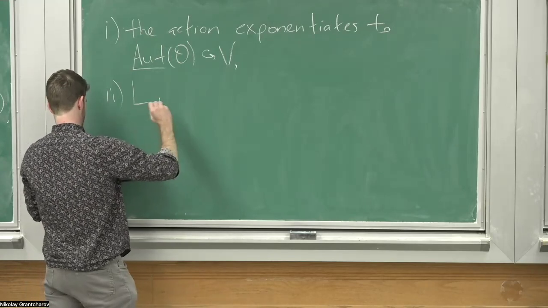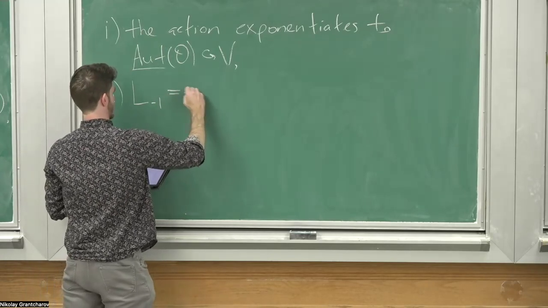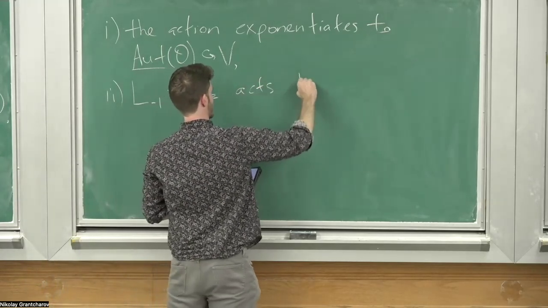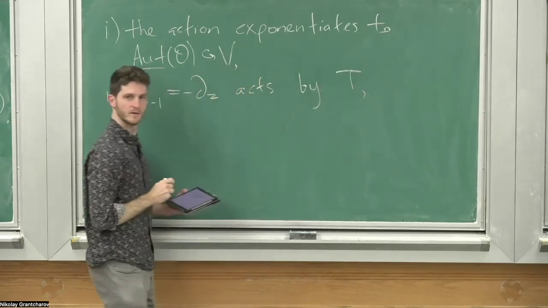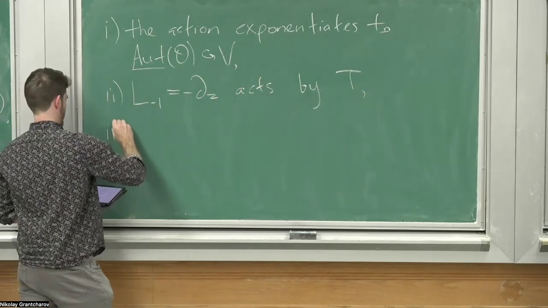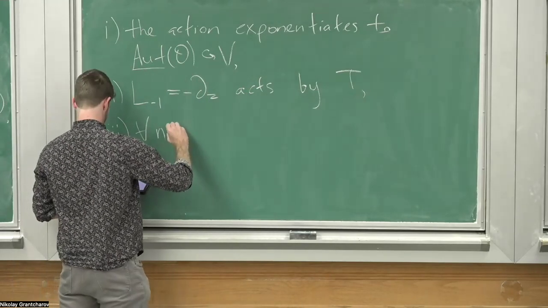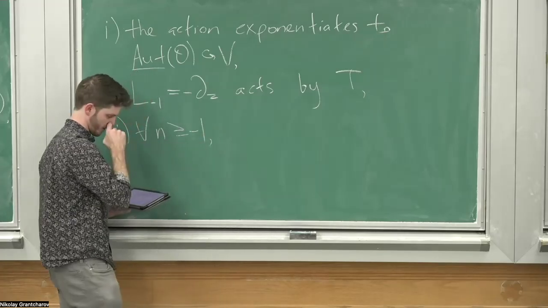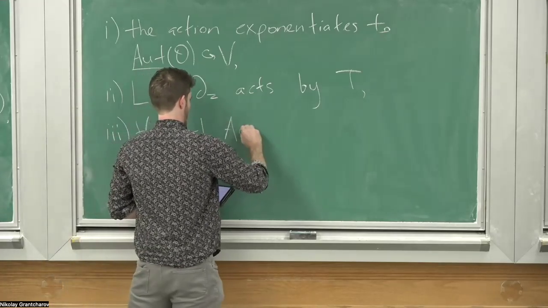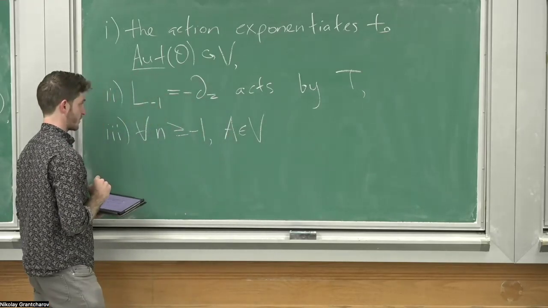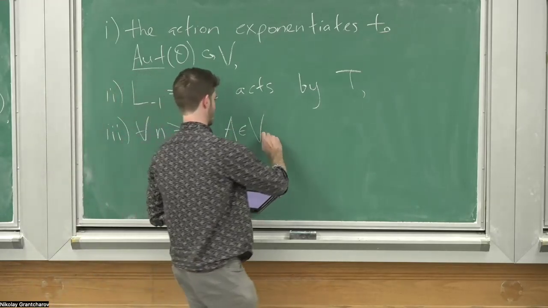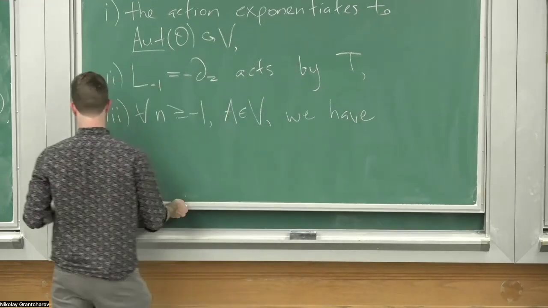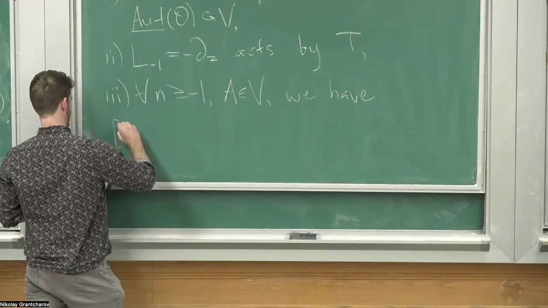Condition 2 is that L minus 1, which remember is minus del Z, acts by T, the translation operator. And then condition 3 is something pretty complicated. This is the compatibility with the vertex algebra structure, I should say, the state field correspondence. So for any n greater than or equal to 1 and any state vector V, we have the following identity. Big formula.